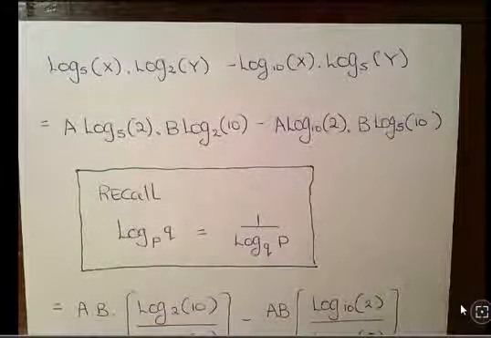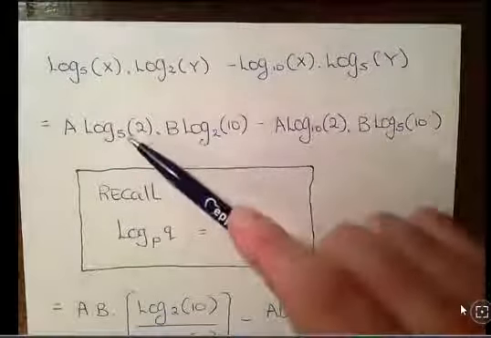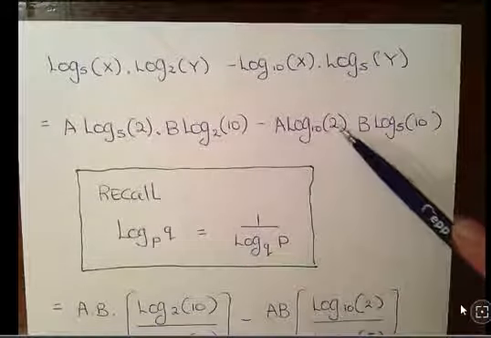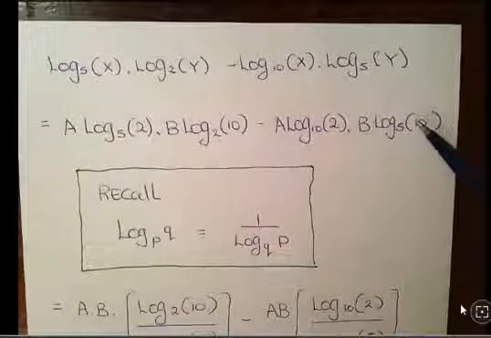Now, we have different bases here. I have log of 2 to the base 5 and log of 10 to the base 2, log of 2 to the base 10 and log of 10 to the base 5.